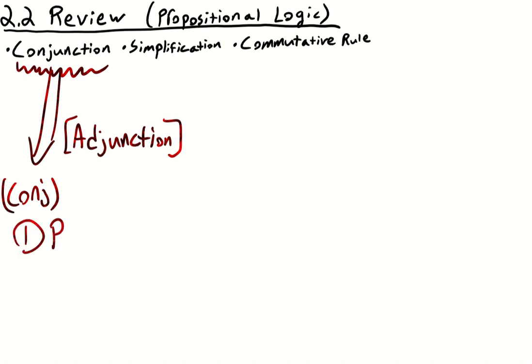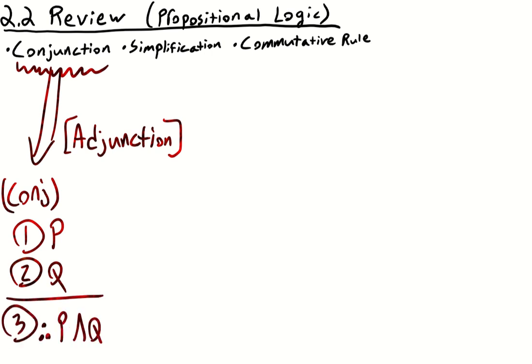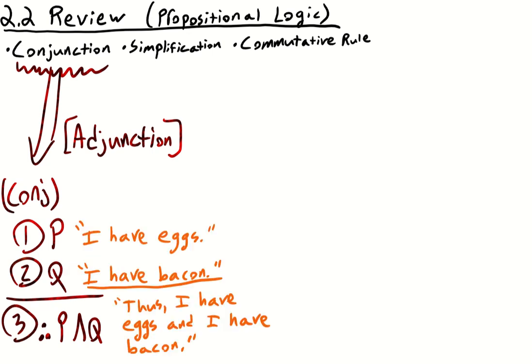First premise P, second premise Q, so therefore we can say P and Q is the case. It's just common sense. The molecular sentence P and Q, the conjunction, is true insofar as this sentence is true and this sentence is true. For example, I have eggs, I have bacon, thus I have eggs and I have bacon. It's common sense.